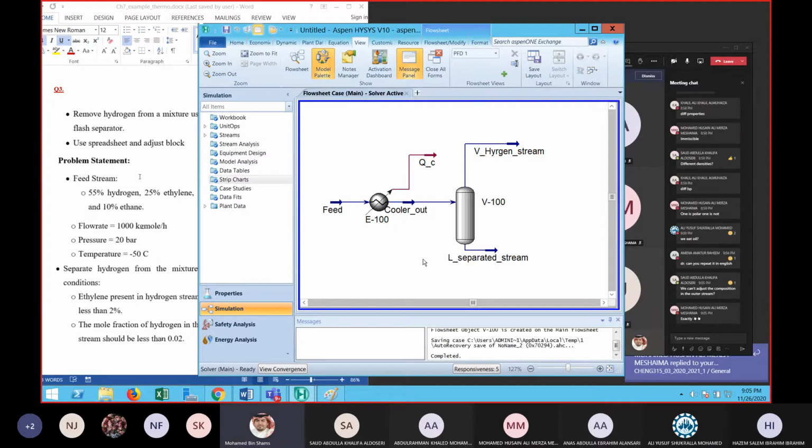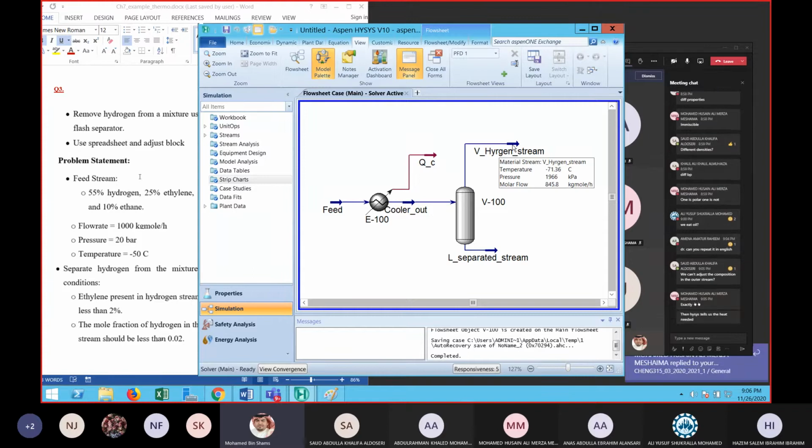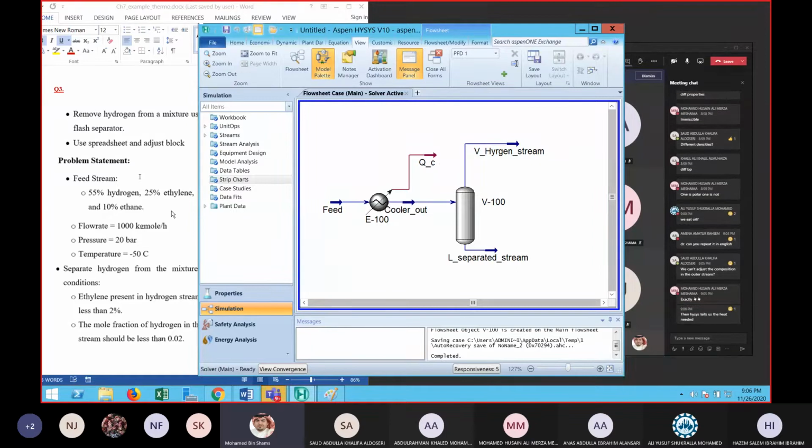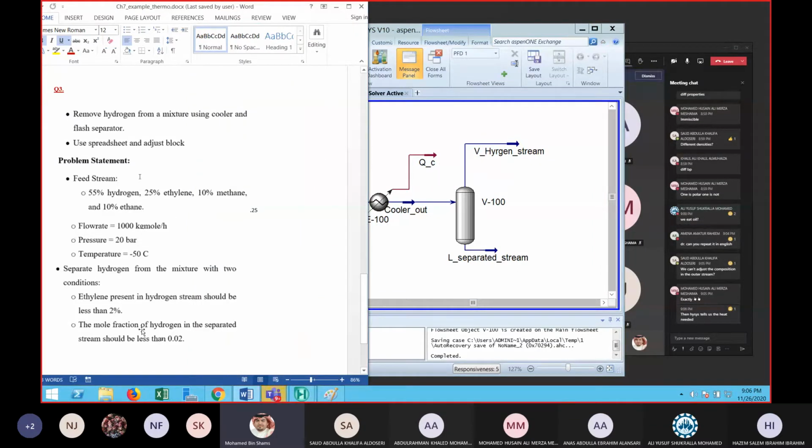I'm going to show you this. No, I'm not going to adjust the composition. I'm going to adjust the cooling, because the composition changes according to the Q. But what is the information given to us? He told us he wants the ethylene present in the hydrogen stream, which is this one, to be less than or equal to 2%.